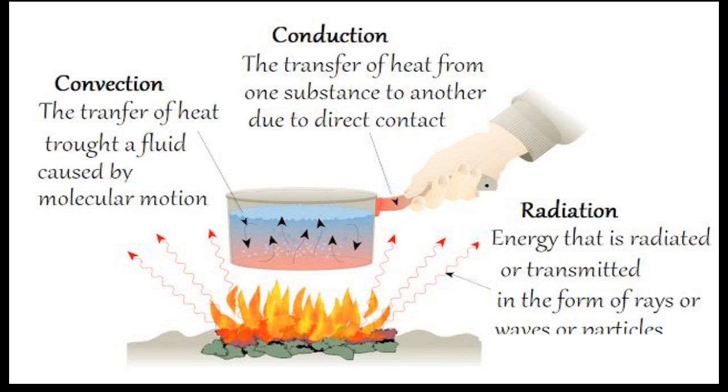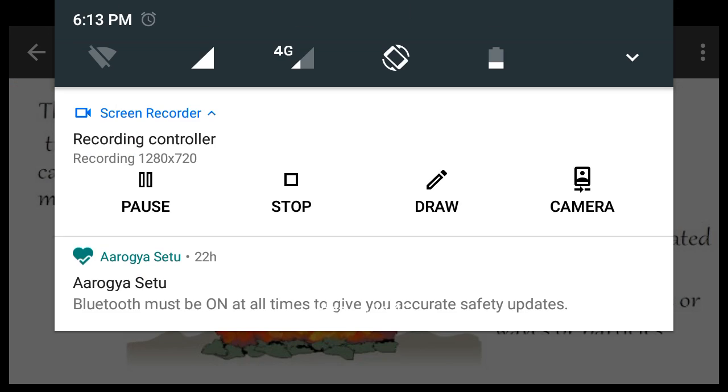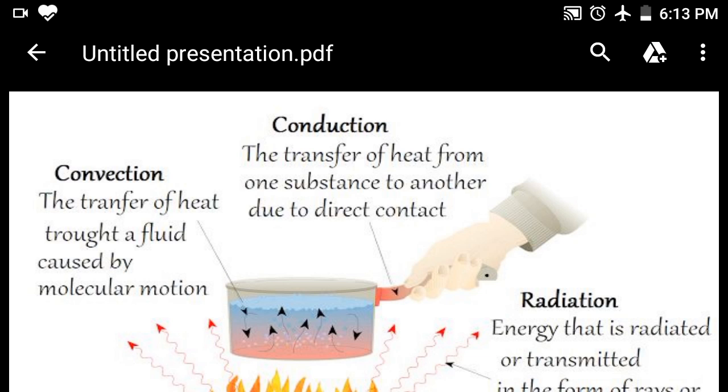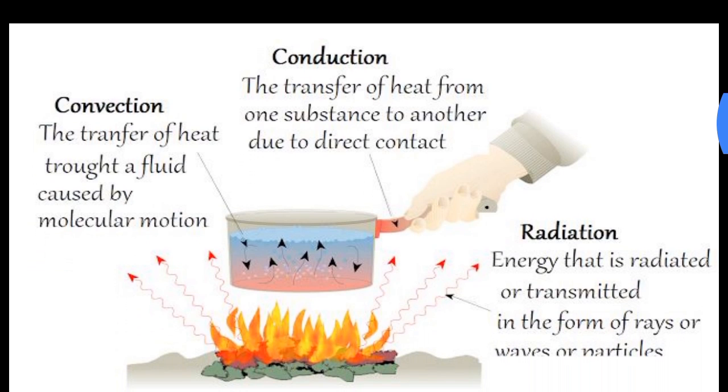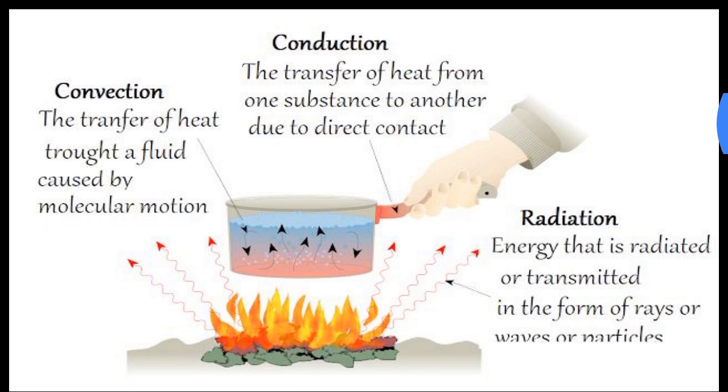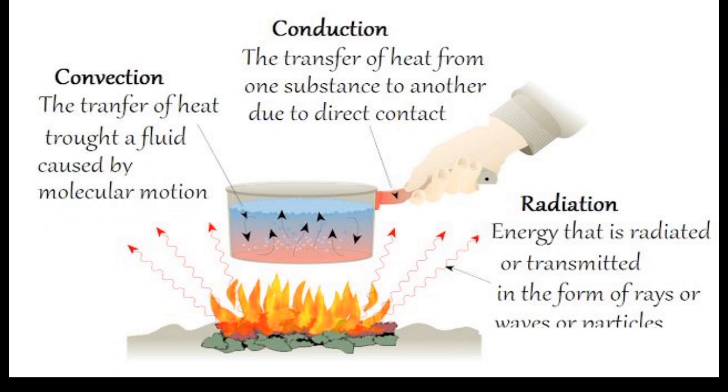Conduction is what? Here the transfer of heat from one substance to another is due to direct contact, and here the movement of the molecules will not occur. So in conduction the transfer of heat from one substance to another is due to direct contact, but there is no movement. This is the difference between conduction and convection. We'll discuss it again later on.